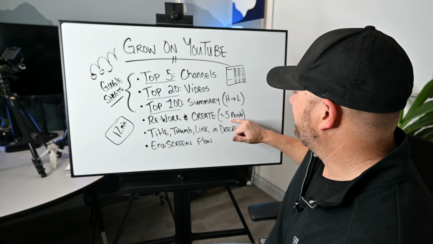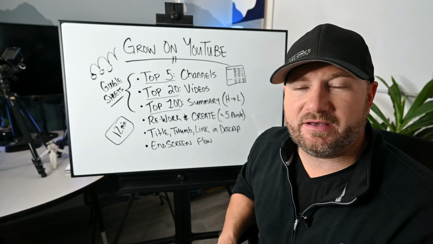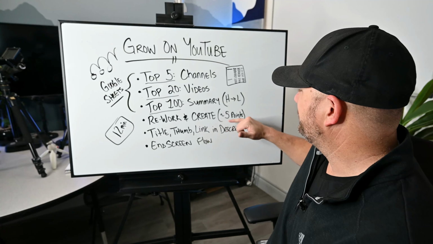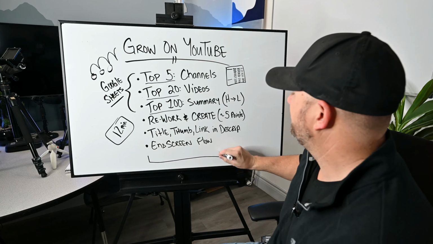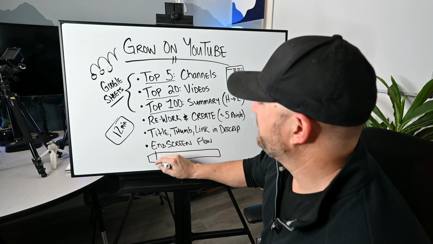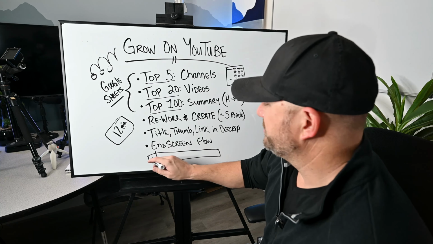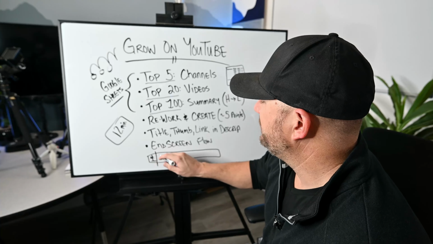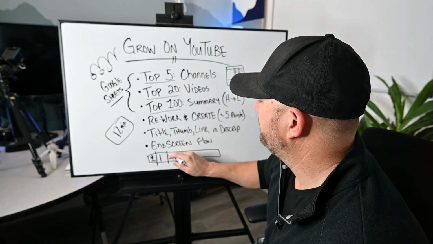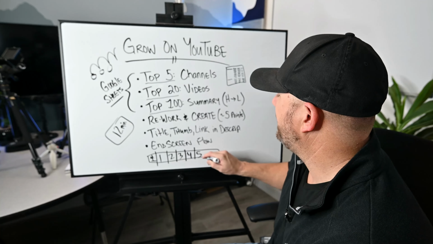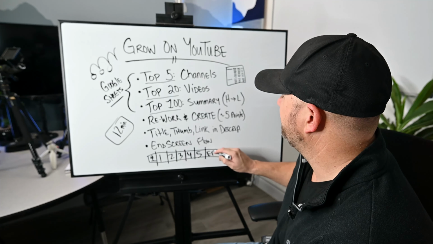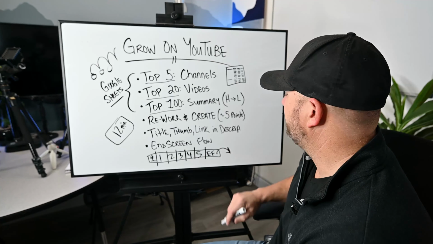So 5 points. Why do we do 5 points? Because what you want to do is take those 5 points in your video. So let's say this is your video right here. You've got your intro right here, which is your hook, and then you go into content, point 1, point 2, point 3, point 4, point 5, and then you've got your end screen flow, and that takes them on to the next video.